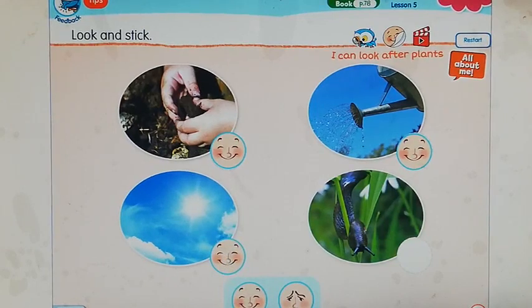And let's see the last picture. Can you see? A slug is eating the plant. Is that good for the plant or is it bad for the plant? No. If the slug keeps on eating the plant always, that is not good for the plant. That's bad for the plant, okay? So let's take the sad face.